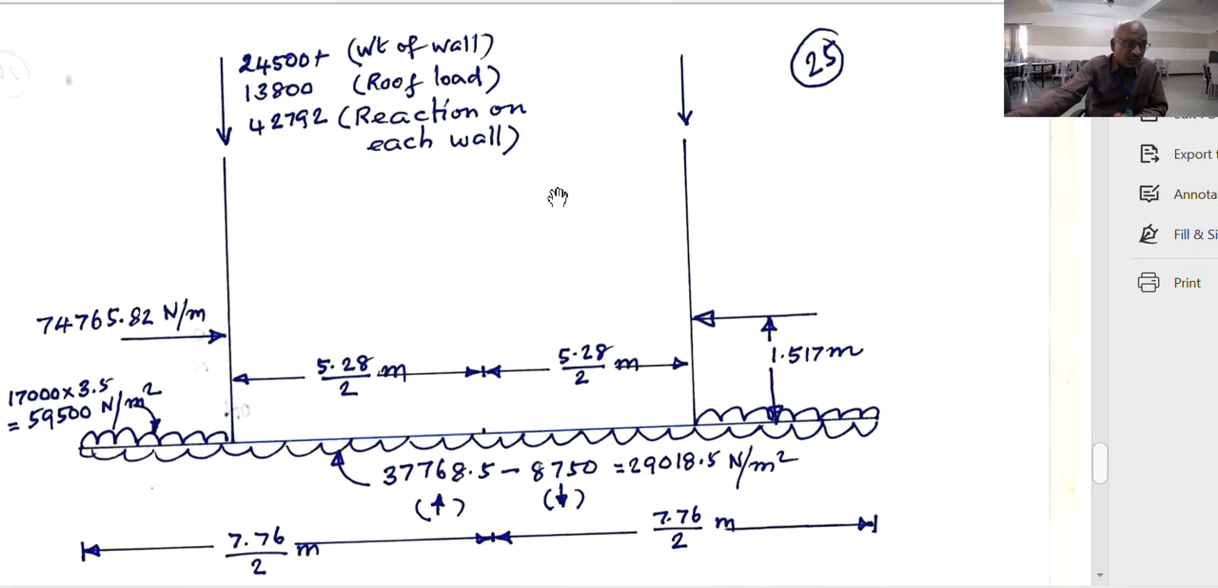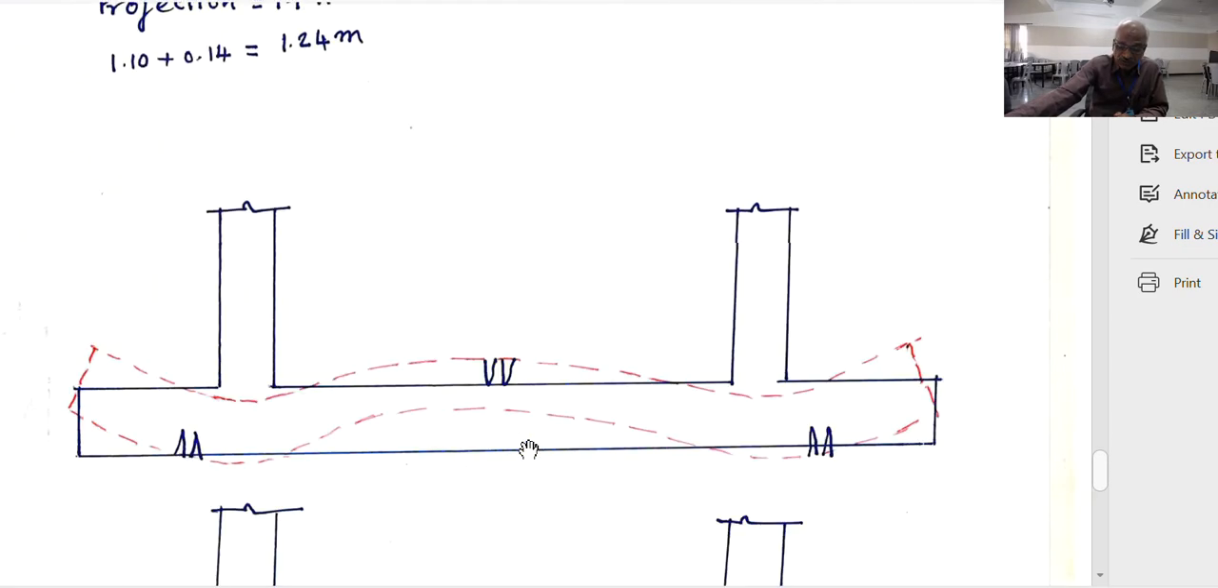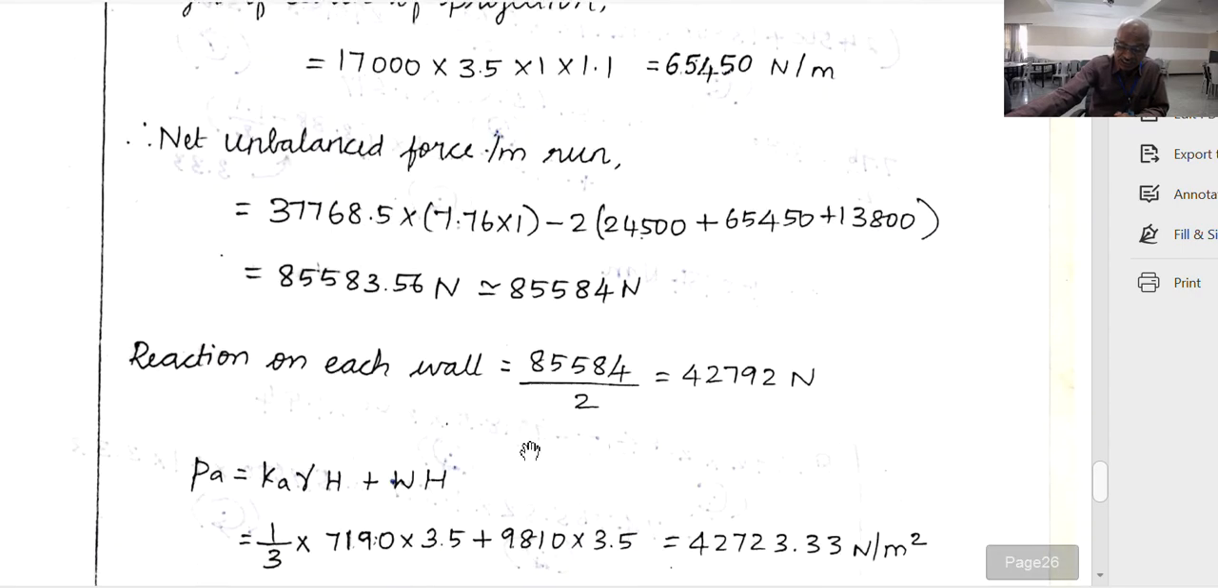Now it's only a question of finding out the bending moment at this corner where the wall and the projection meet. So here it will be subjected to a bending moment which will cause tension at the bottom. Then bending moment at the center will cause tension at the top. If the bending moment here is calculated, this will be designed as a cantilever. If the bending moment at the center is calculated, this will be designed for the hogging moment, for which we will provide steel on the top. So for this also, we have shown simplified calculations in the next page.